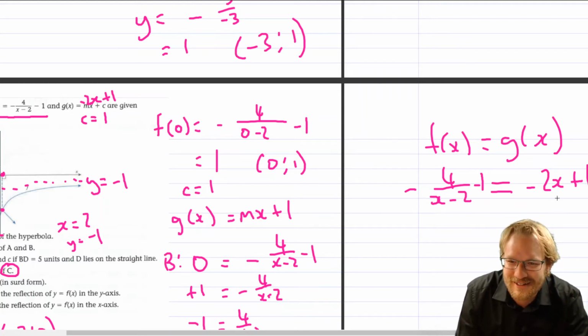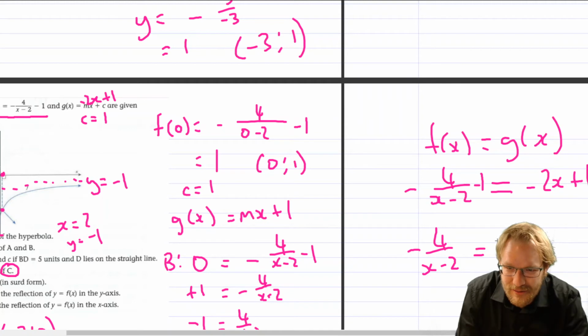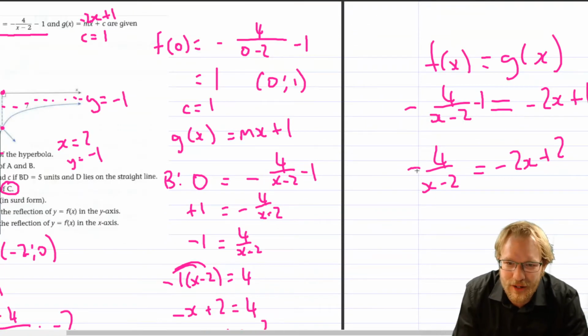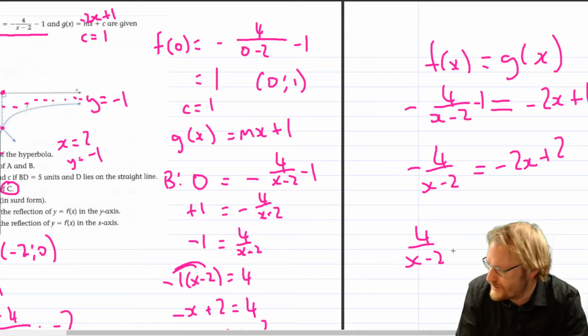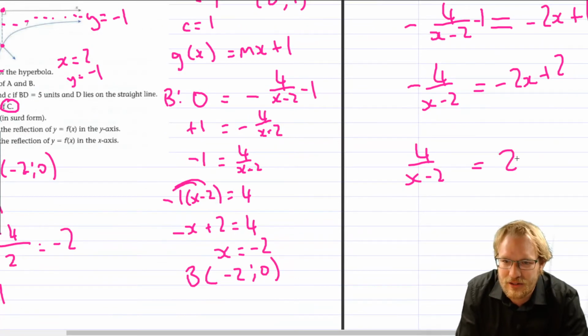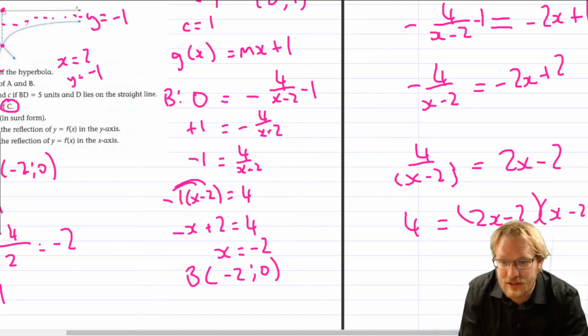So what can we do? Well, we've got these fractions. Let's add 1 to both sides. You might solve this a little bit differently, it doesn't really matter. Minus 2x plus 1 gives us plus 2. I got annoyed by this minus, or you could leave the minus on top. Let's multiply the whole thing by minus 1. We've got 4 over x minus 2 equals 2x minus 2. Multiply the whole thing by x minus 2, or make that our lowest common denominator. 4 equals (2x minus 2)(x minus 2).